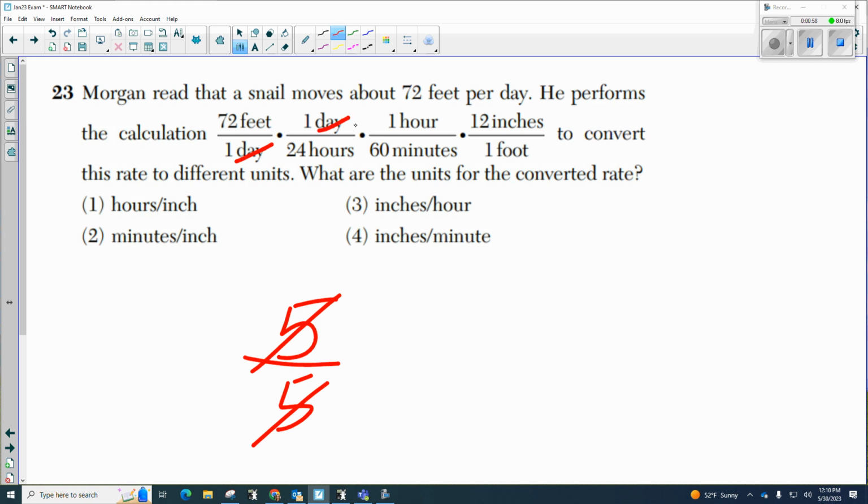So the first thing that's standing out to me right here is days. I can cancel that out. Then I have hours. Then I have foot and feet that cancel out. Okay, so there's only 2 units left: inches per minute. Inches per minute. Choice 4. Make sure that inches is on the top because it was on the top here. Notice that they put minutes per inch as well.